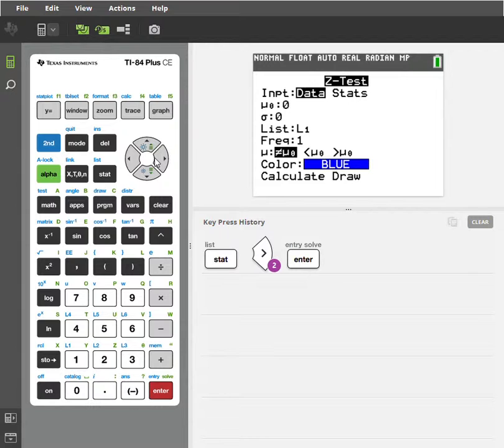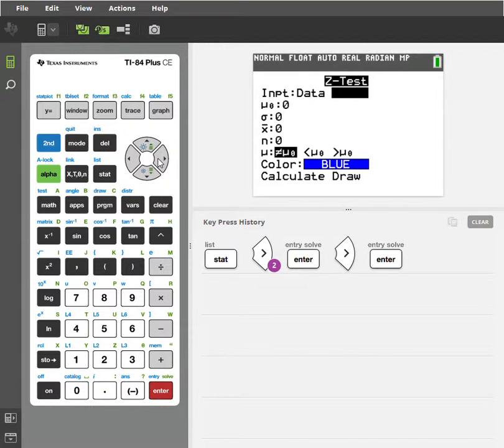We did not put our data into lists. We are not asking our calculator to find the mean and the standard deviation and the sample size based on a whole bunch of stuff we typed in. We are using stats that were provided to us. So arrow on over to that stats button, hit enter.